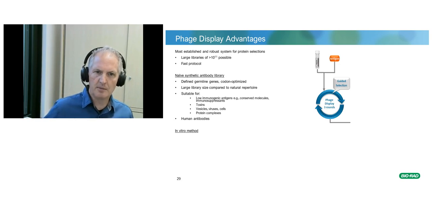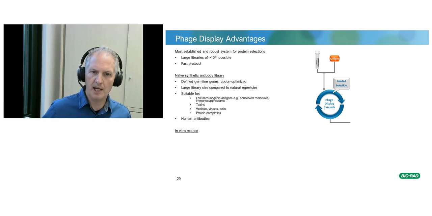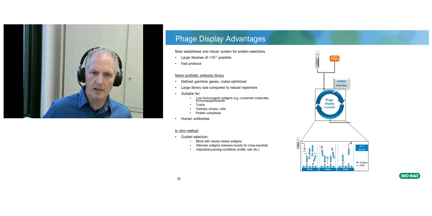And the method briefly consists of immobilizing the antigen, adding the library, and then we go through several rounds of selection and amplification. And since it's an in vitro method, we have the option to add some closely related antigens to which we do not want the antibodies to bind. We can just block the library by adding these proteins in excess, and all the antibodies which bind to these closely related antigens are then washed away. The specific antibodies are then eluted.